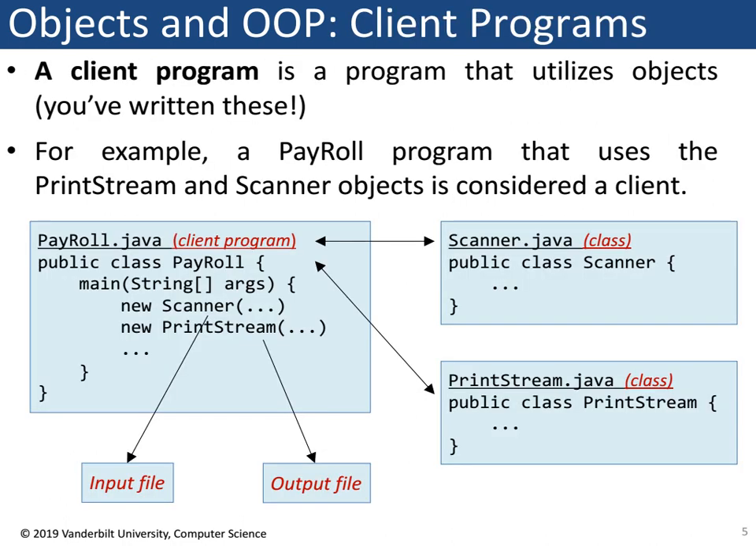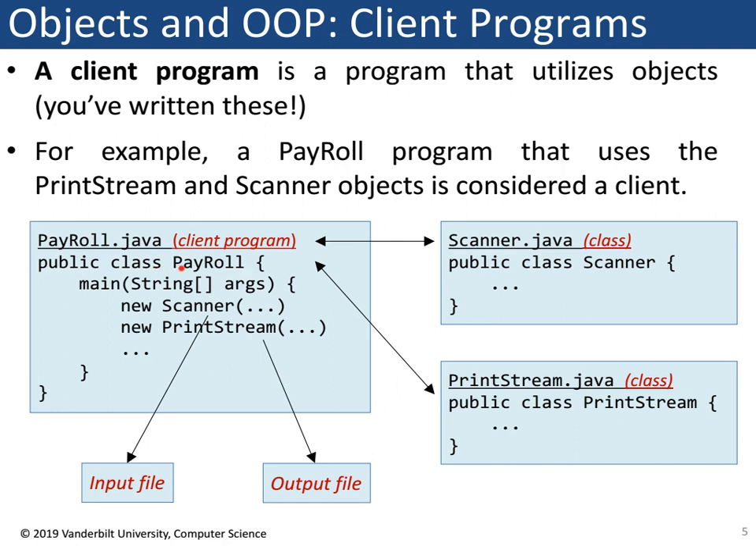So when we're talking about object-oriented code, there's typically a client program that makes use of and interacts with these objects. So we refer to it as a client program. Primarily thus far in the course, that's what you've written. You've written client programs. And these often look something like this.